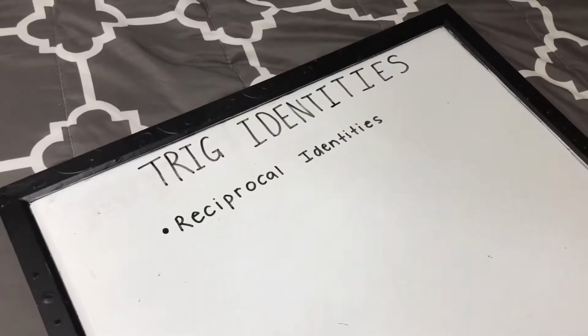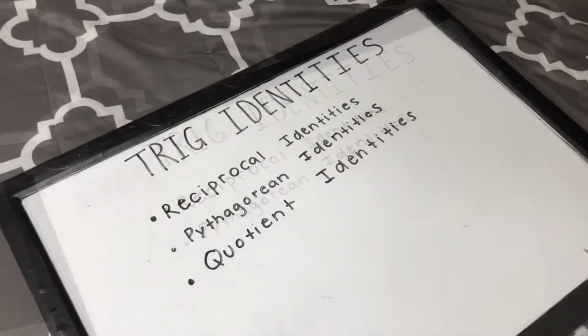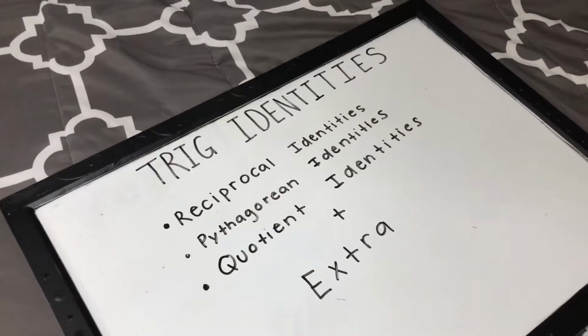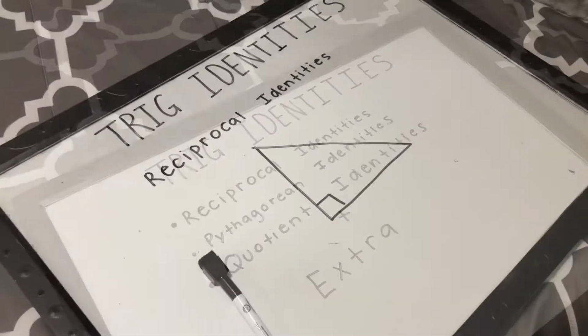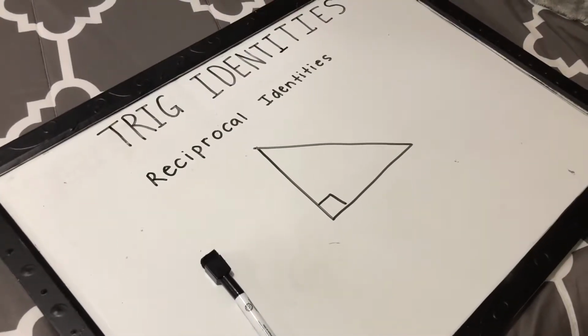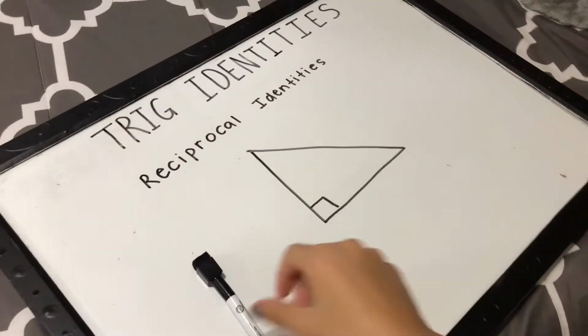Today I will be going over reciprocal identities, Pythagorean identities, quotient identities, plus some extra ones that are just good to know for the IB exam and in general. So first I will be going through some basic reciprocal identities.